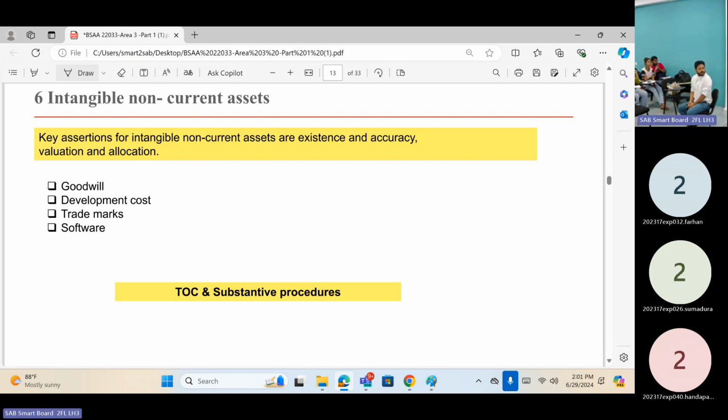And then development cost. Research and development. Research cost is an expense to the P&L. Some of the organizations have one department, the R&D department. So the R&D department, can all costs be capitalized?